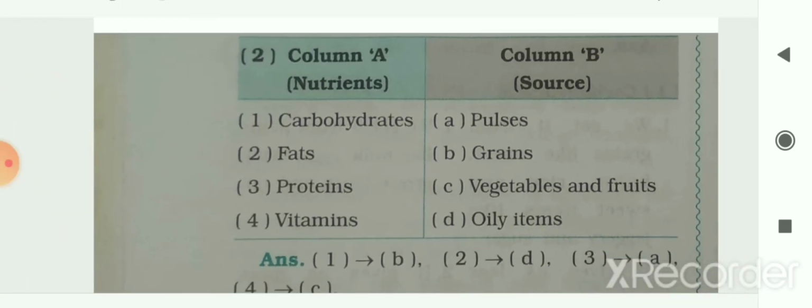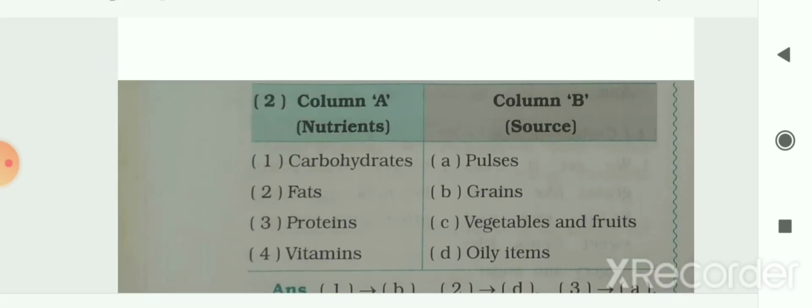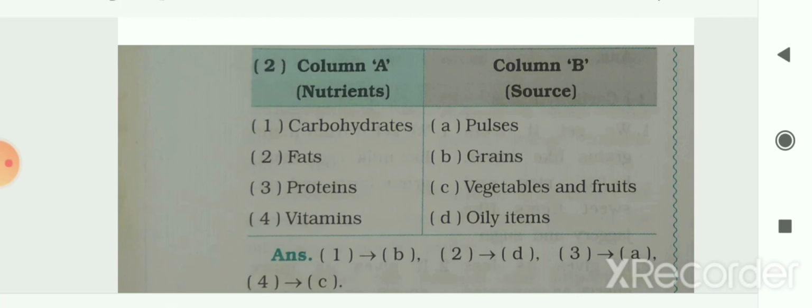The next matching is between nutrients and the sources of those nutrients. In column A, nutrients are given to you, that is carbohydrates, fats, proteins and vitamins. Whereas in column B, the sources of these nutrients are given to you, that is pulses, grains, vegetables and fruits and oily items. So first is carbohydrates.